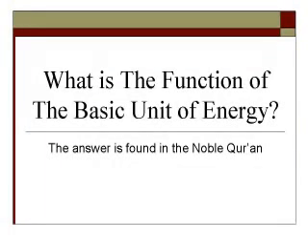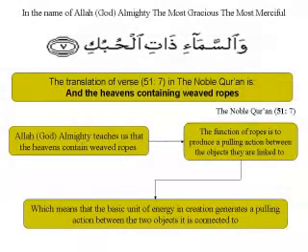The other question to ask in order to understand energy in creation more and more: how do energy basic units propagate? The answer can be found again in the Noble Quran in chapter 21 verse 30, where the Almighty states, have not those who disbelieve known that the heavens and the earth were joined together as one united piece? Then Allah God tore them apart, and Allah God has made from water every living thing. Will they not then believe?